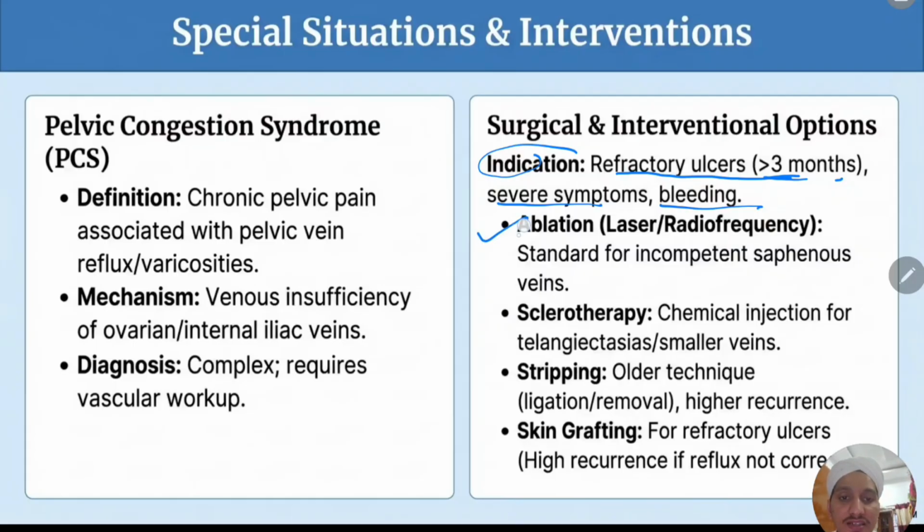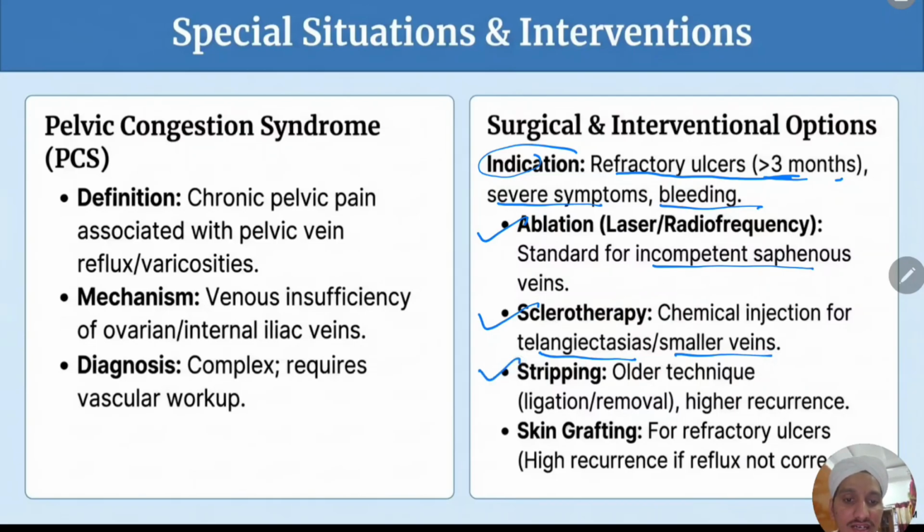So what are the methods? Ablation by laser or radiofrequency, where you treat incompetent saphenous veins. Sclerotherapy: you inject a chemical and fibrose the vein. This chemical injection is for small veins like telangiectasia. You use sclerotherapy for smaller veins; for saphenous veins, you use ablation.